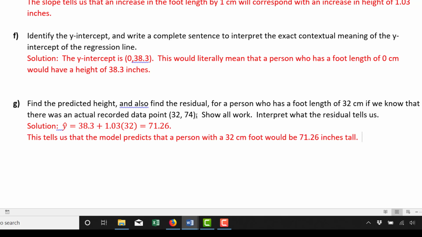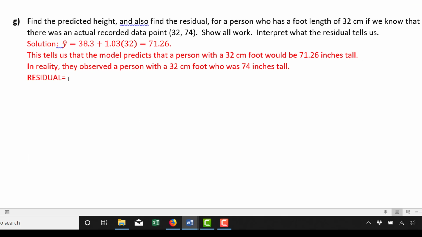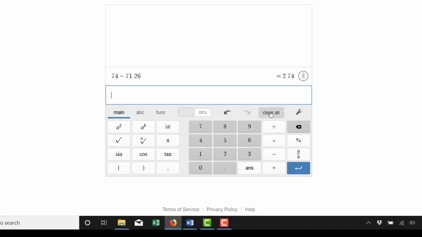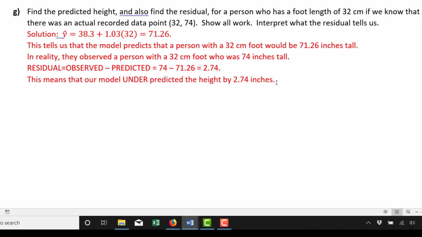Now, in reality, there was a data point that was observed that was (32, 74). That means in reality, they had a person with a 32 centimeter foot who was 74 inches tall. So there's some error there. You see that the model under predicted the height of the person. To find a residual, we take the observed y value minus the predicted y value from our model. In this case, the observed y value was 74 inches, and we subtract the predicted y value of 71.26, and we get 2.74. This means that our model under predicted the height of the person by 2.74 inches.